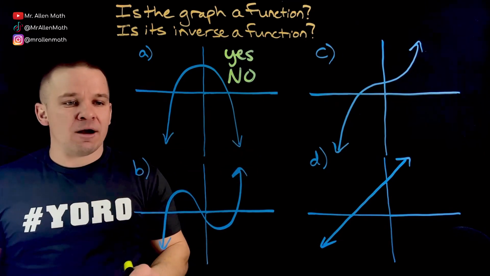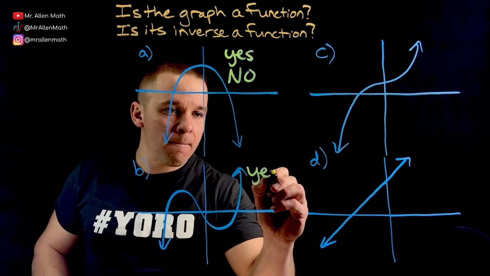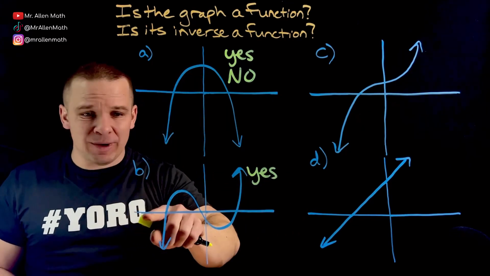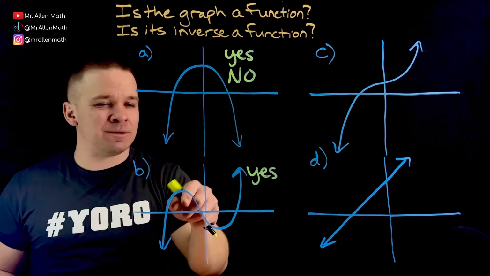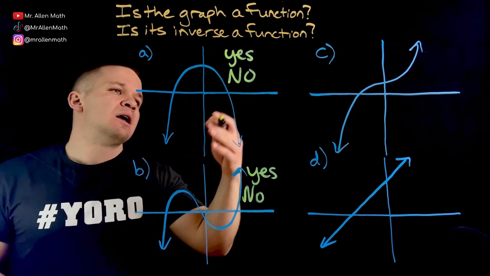Part B here. All right, vertical line test, passed. Yes, this is a function, so yes. But once again, with my horizontal line, we can even see it on the x-axis here, just like the last one. Nope. The inverse is not a function. Okay. Next one over here.